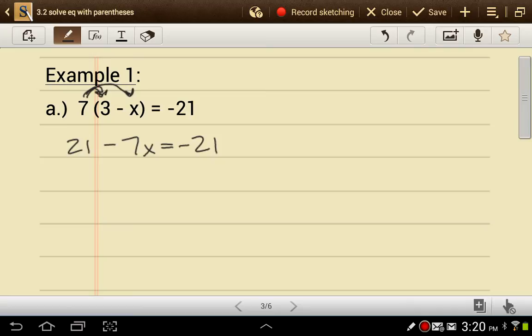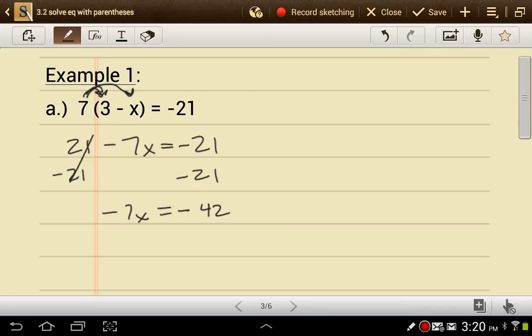Next, we are going to get rid of the 21. That is a positive 21. The opposite of a plus 21, remember we want to get to 0, so we want to subtract 21 from both sides. That's going to get rid of those, so we're left with our negative 7x. The negative stays in front of that 7x. This is a negative 21 minus 21. They're both negative, and when they're both the same sign, you put them together, combine them, negative 42.